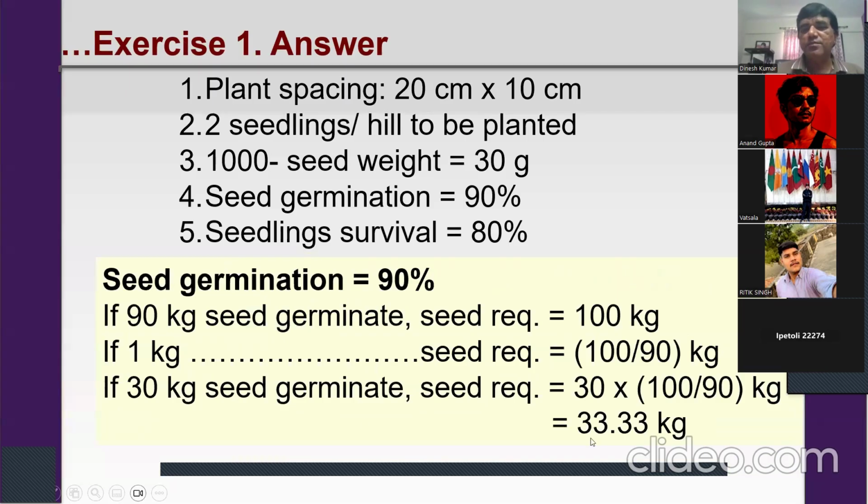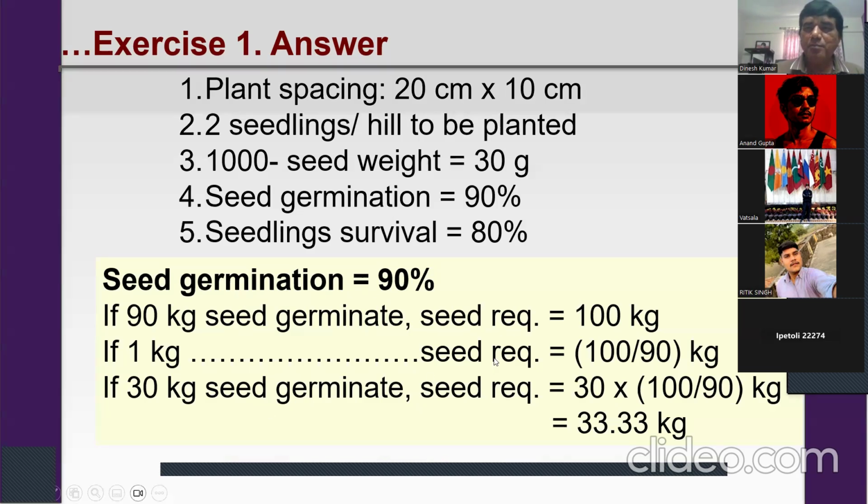Now we need to adjust for the germination as well as survival, as we have seen in the last case. So seed germination is 90%. And please keep pen and paper with you. I will give you homework. Okay. So seed germination is 90%. So you can adjust straight away also. 30 kg was the seed rate, so 30 divided by 0.9, and you will get it. But that we are not going to do here.